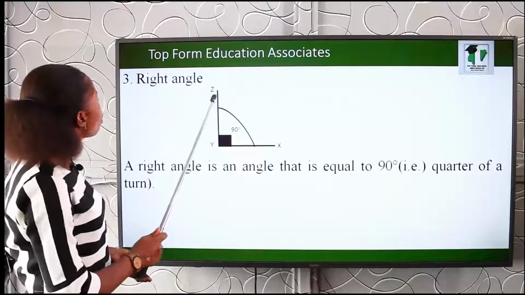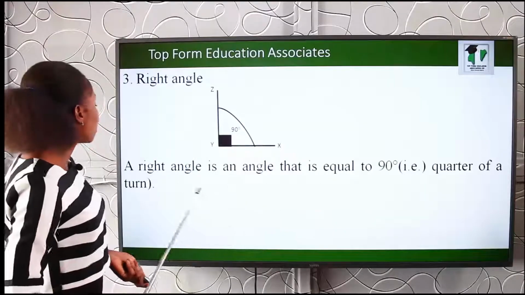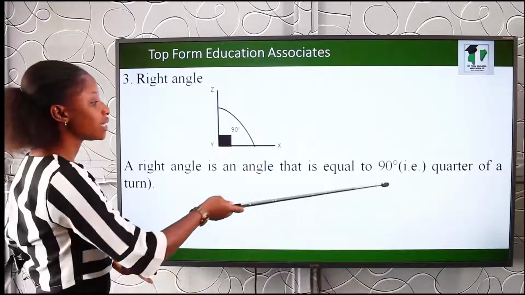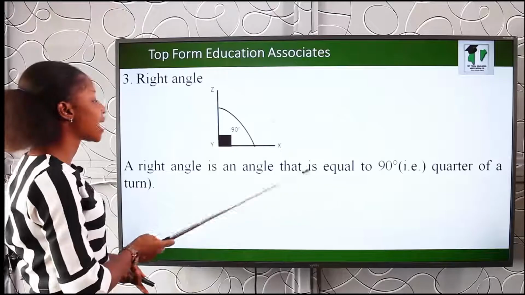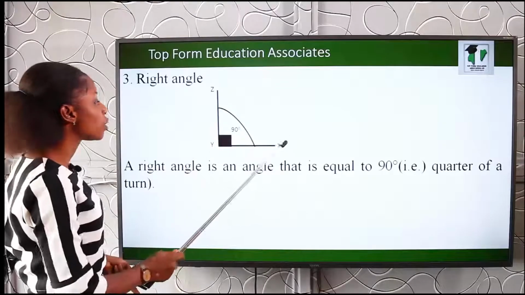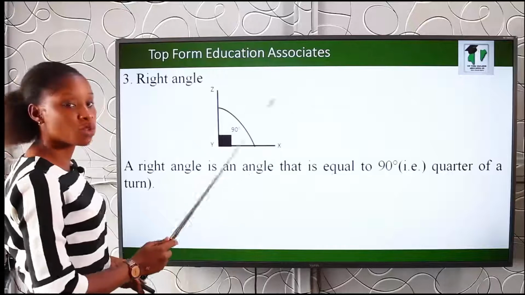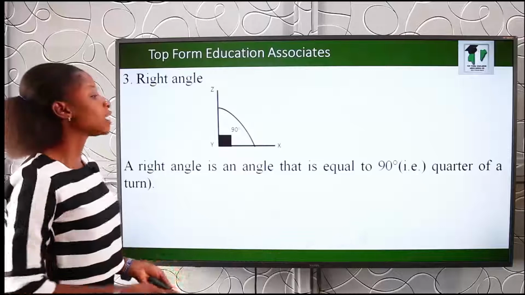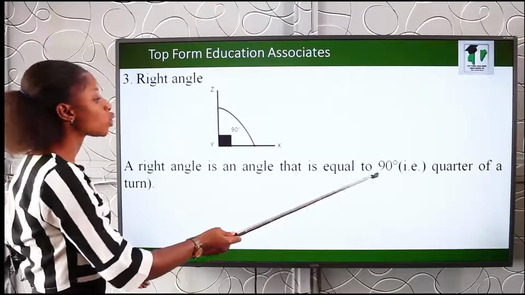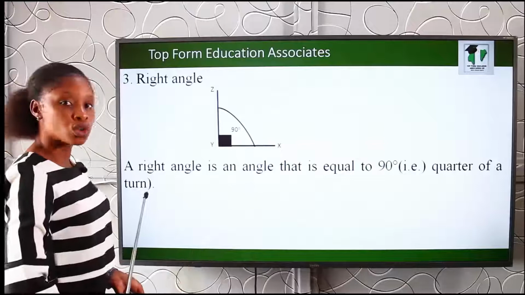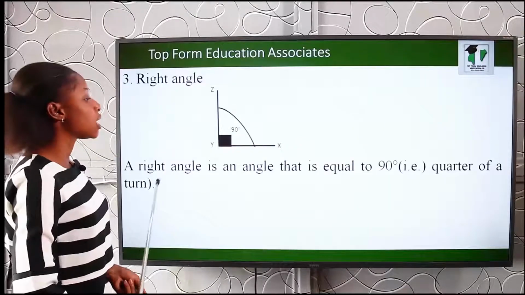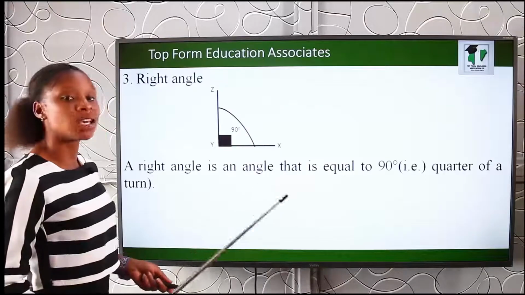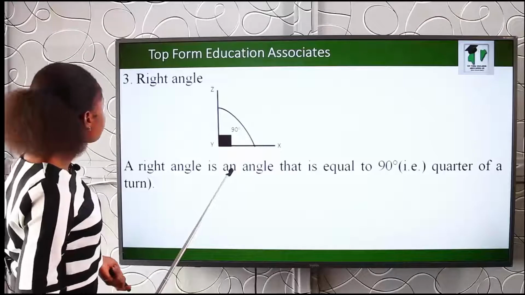Now, we have the right angle. A right angle is an angle that is equal to 90 degrees. Okay, 90 degrees is a right angle. This is an example of a right angle. A right angle is a quarter of a turn. Remember, we said a full turn is 360, half is 180, then quarter is 90 degrees. So a quarter of a full turn or a full revolution is a right angle. Do you understand that? A right angle is an angle that is equal to 90 degrees.